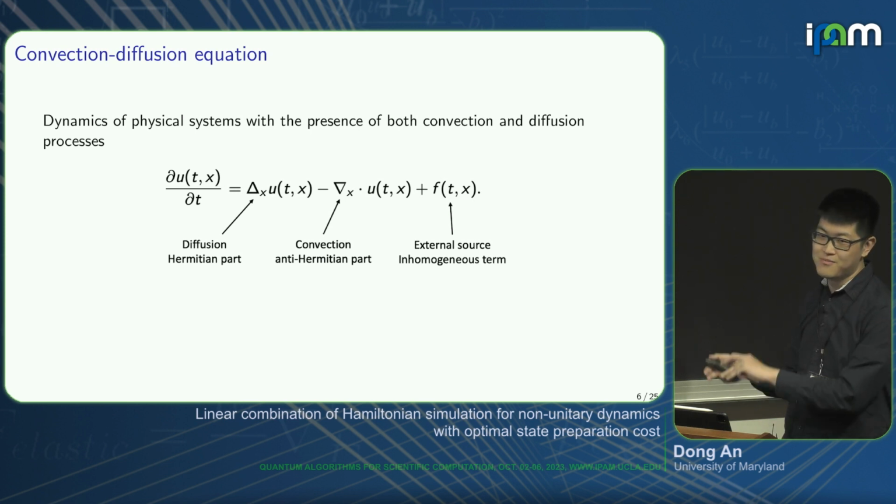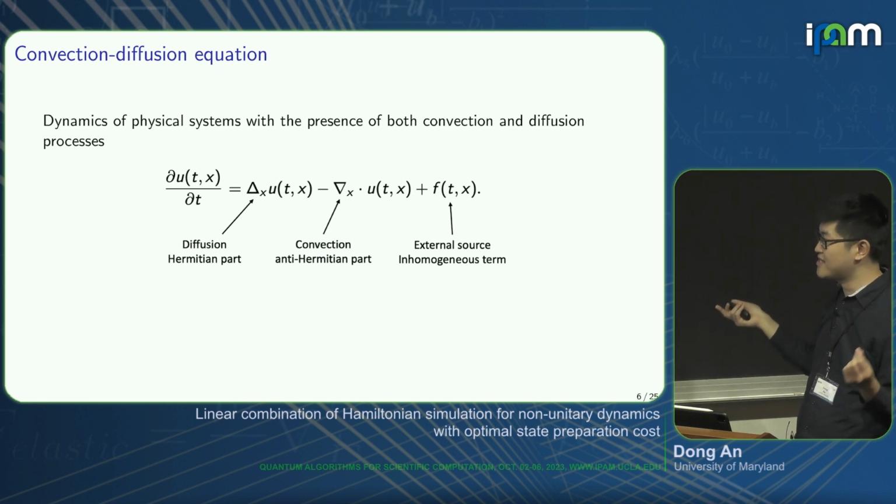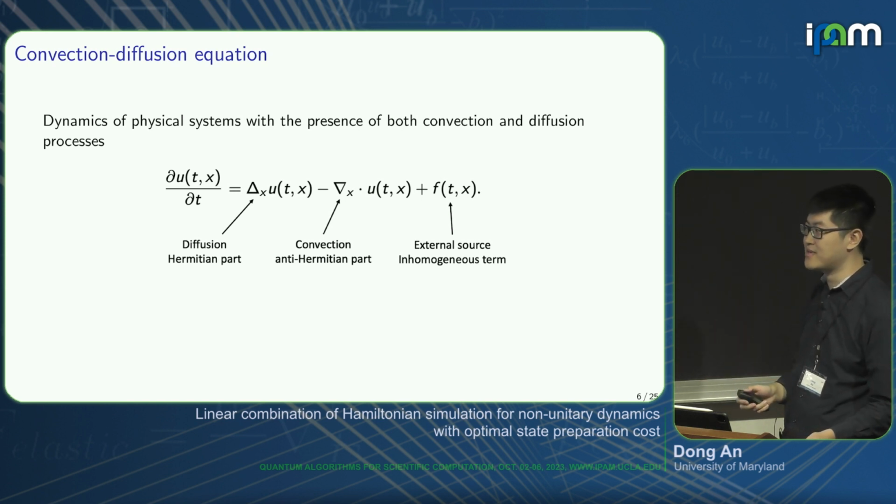So basically, one of them will correspond to the Hermitian part, another will correspond to the anti-Hermitian part. So in general, this matrix is not just a Hermitian or anti-Hermitian matrix.